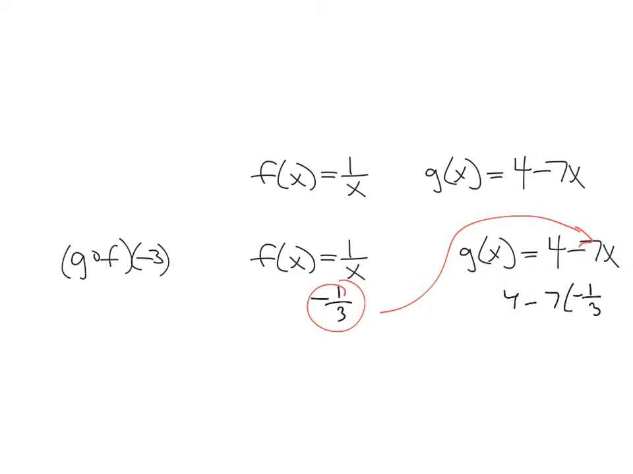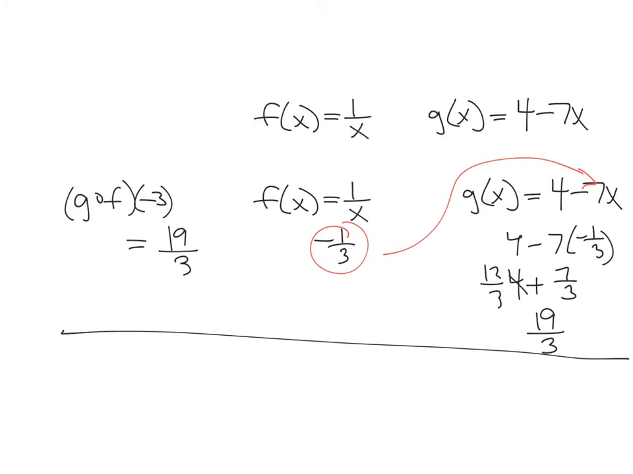Now we're going to take that answer and put it inside, so you get 4 minus 7 times negative 1/3, so that becomes 4 plus 7/3. And so that equals, let's see, 12/3 plus 7/3. So that's equal to 19/3. So this answer is 19/3.